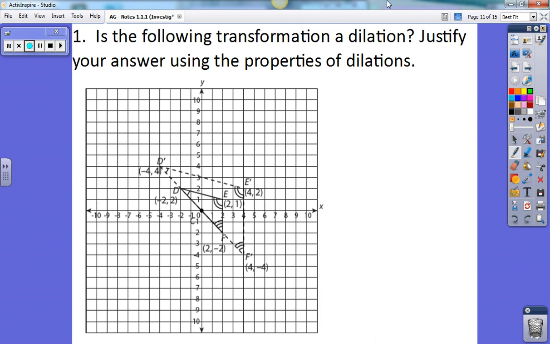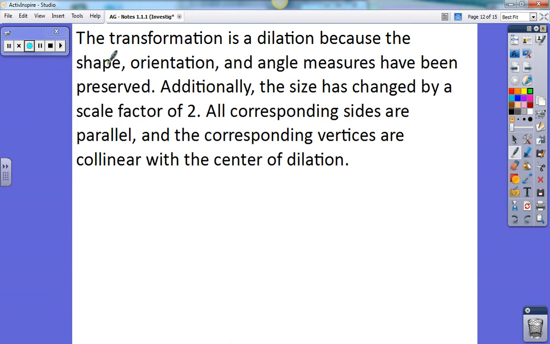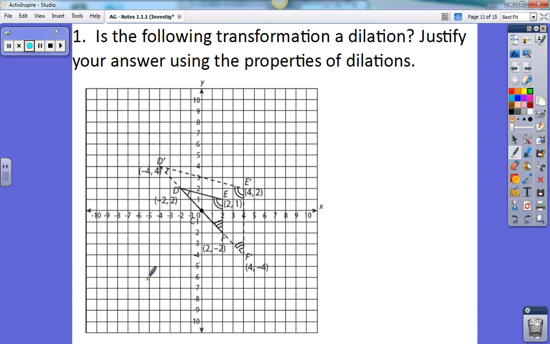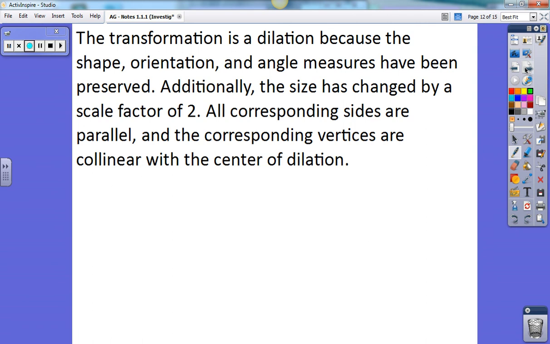So let's look at a couple of examples. It gives me this figure, and it asks me if this is a dilation, and to justify my answers using the properties. So when I look at this, notice D moves from D to D prime. Everything gets multiplied by 2. E to E prime, again, multiplied by 2, and F to F prime, multiplied by 2. So the scale factor is consistent. Notice also that my angle measures are preserved. That's what these tick marks mean, that the angle measures are preserved. And notice that the orientation is preserved, so the letters are in the same order. So we have the shape and orientation of angle measures all been preserved, and then notice we have a scale factor of 2. Yes, that would be a dilation because all of those properties hold true.